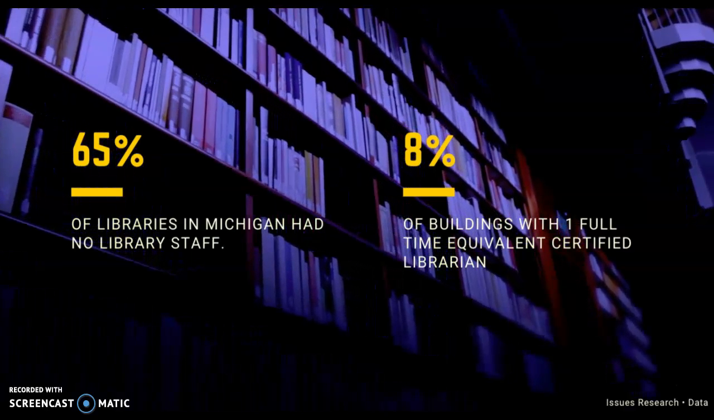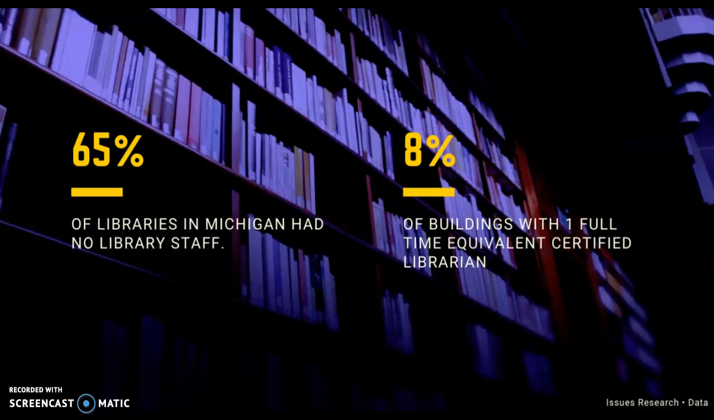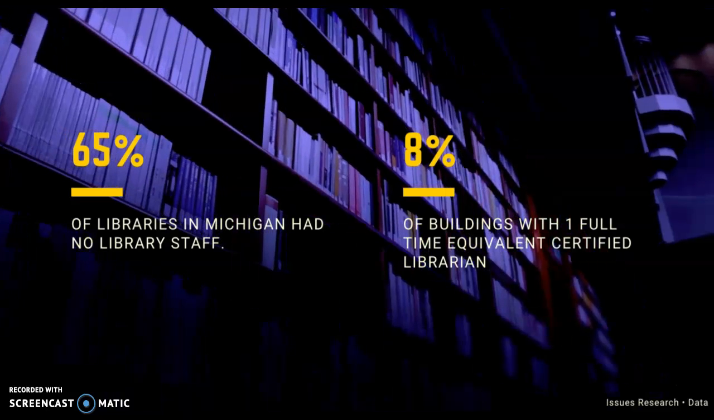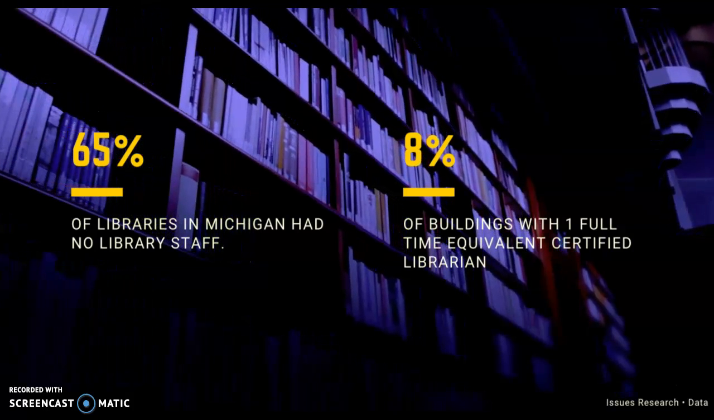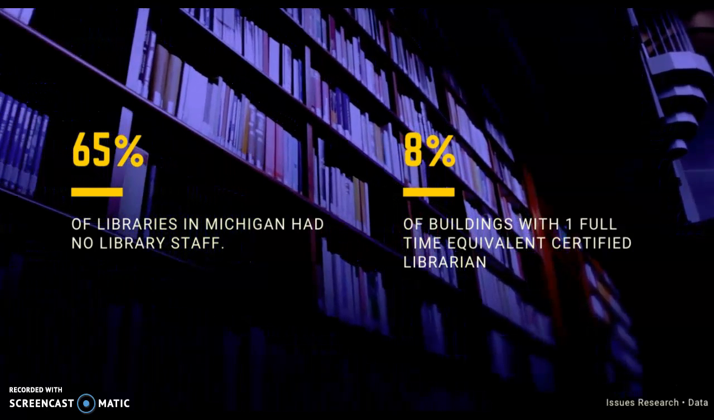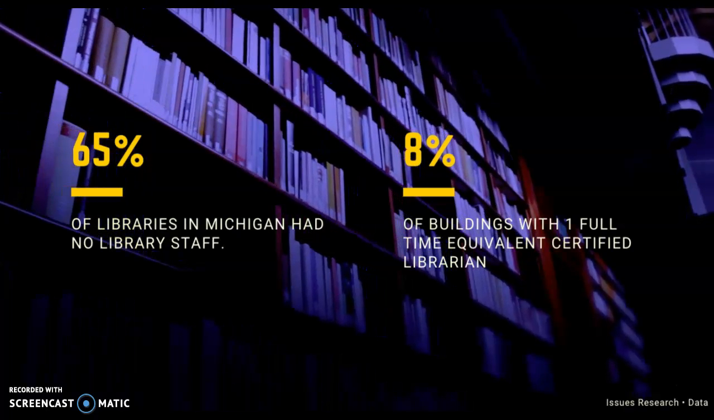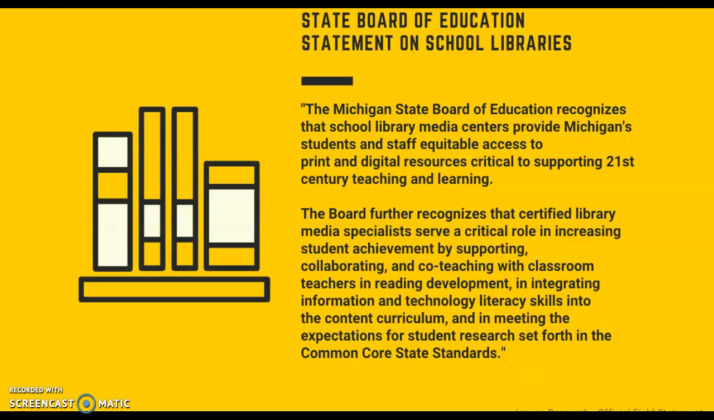It is well documented that having a certified librarian leads to higher reading scores. It is also why classroom libraries are becoming more mainstream. Michigan itself is ranked 47th in reading scores. The Michigan State Board of Education recognizes that school library media centers provide Michigan students and staff equitable access to print and digital resources critical to supporting 21st century teaching and learning.